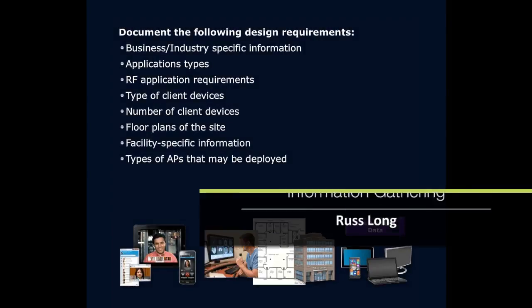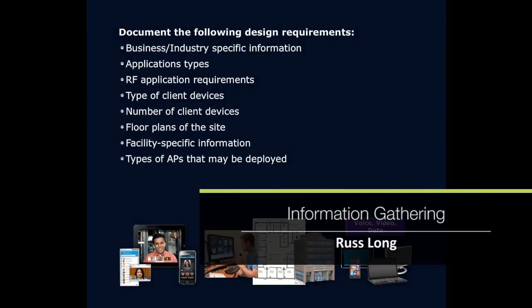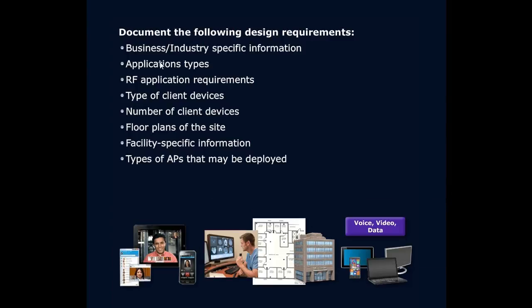Now, when we say information gathering, we want to be very specific on what we're looking for. First of all, we want to know the business or industry specific information. Am I building this in a warehouse? A warehouse that has lots of metal, there's lots of wire shelving available. That's going to be a game changer as compared to a normal building.